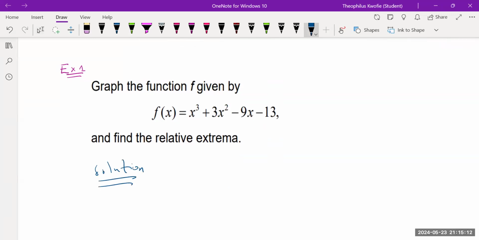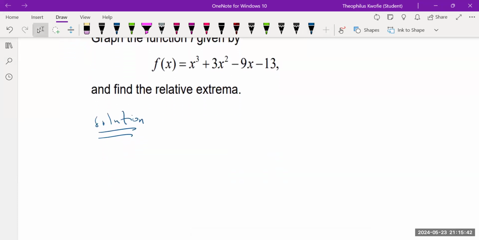How do you find the relative extrema using the second derivative test? In our previous episode, we were using the first derivative test to find relative extrema. But in this instance, we also want to explore the case where the second derivative test can be used to solve the same problem. Is that okay? So let's look at how best we can do that. So what would be the first thing to do?